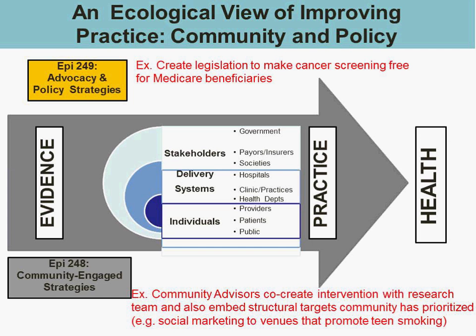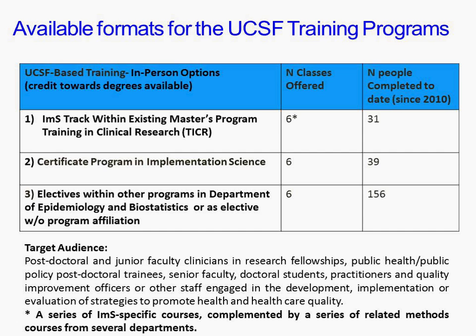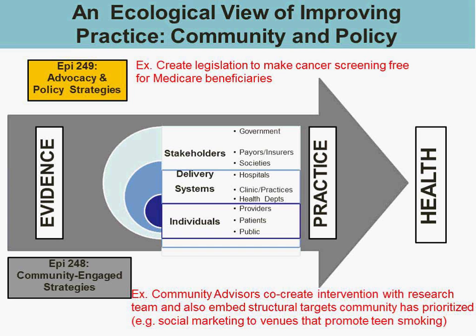Say someone was looking at creating legislation to make cancer screening free for Medicare beneficiaries. They would work with Andy in his class around the advocacy and policy strategies. Another example is community advisors co-creating an intervention with a research team, focusing on targets the community had prioritized, for example, social marketing to venues that promote teen smoking. This is something where the community engagement model would be essential. These are examples of how the courses can link to specific programs of interest that people brought to implementation questions.